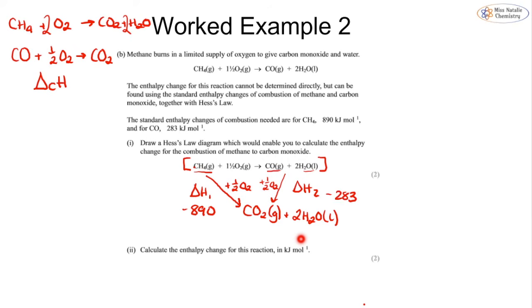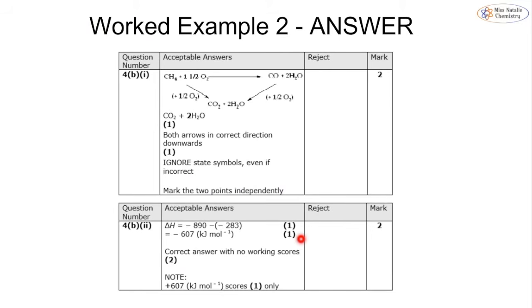So let's calculate the enthalpy change. Well, the enthalpy change of reaction is delta H1 minus delta H2. So we have negative 890 minus negative 283, and that gives me a value of negative 607 kilojoules per mole. And there you can see our Hess's cycle and the answer in our mark scheme.